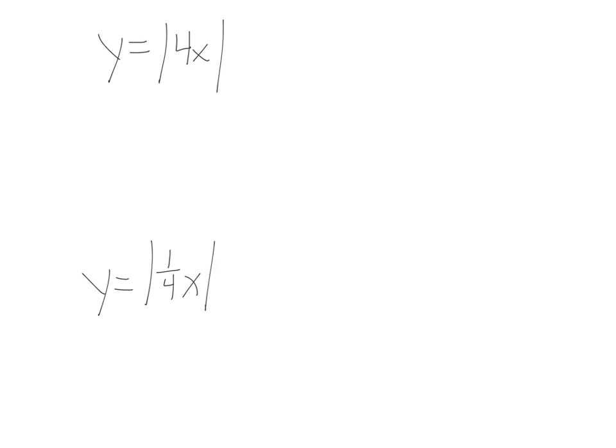If the number is multiplied inside the function, like this 4 is trapped inside the absolute value bars, then it's the b, and it's going to be a horizontal stretch or shrink. So when b is greater than 1, it's a horizontal shrink. And not of 4, you flip the number over. So of 1/4, a horizontal shrink of 1/4.